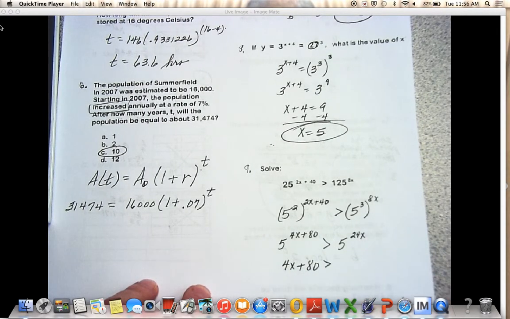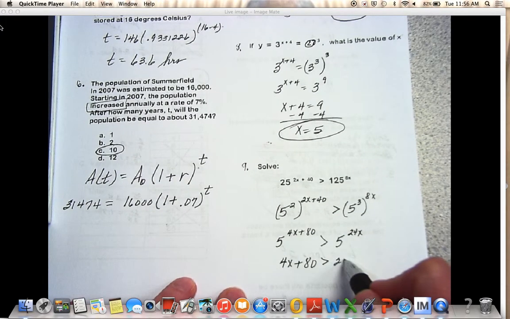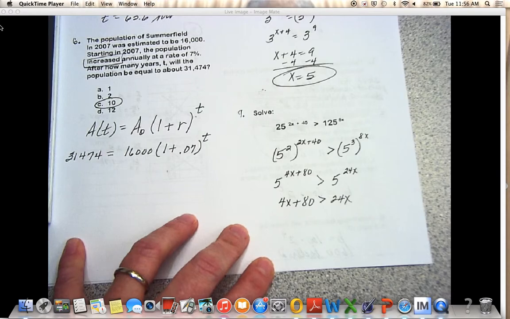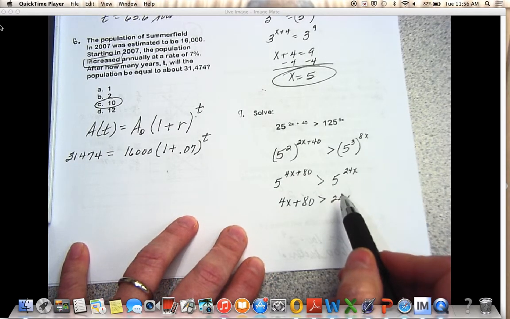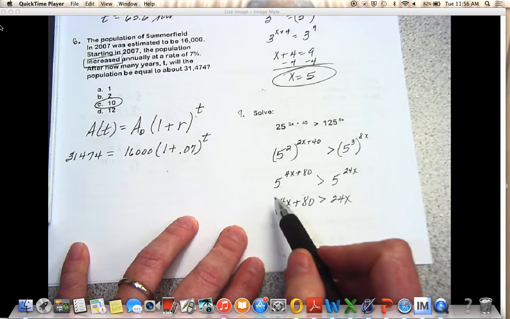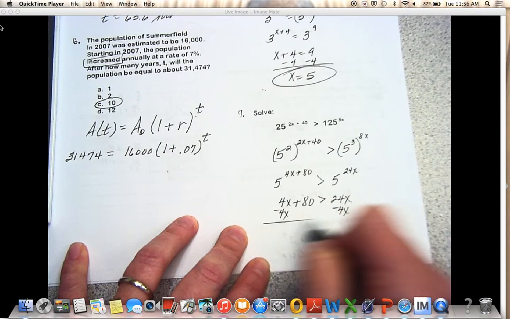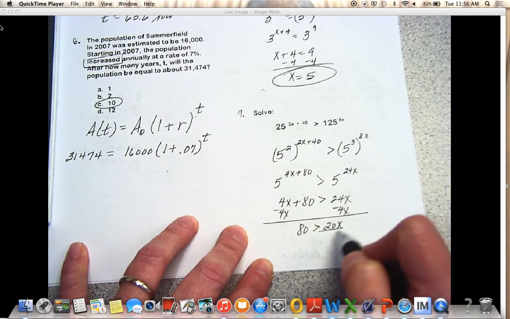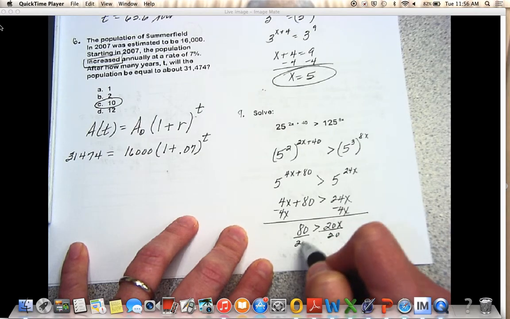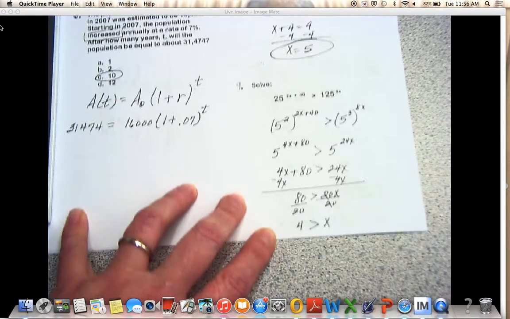Now, since the bases are the same, we're going to write 4x plus 80 greater than 24x. We want to work on getting x by itself, so I'm going to zero out this 4x over here. That gives me 80 greater than 20x. I'm going to divide by 20. And I would have 4 greater than x.